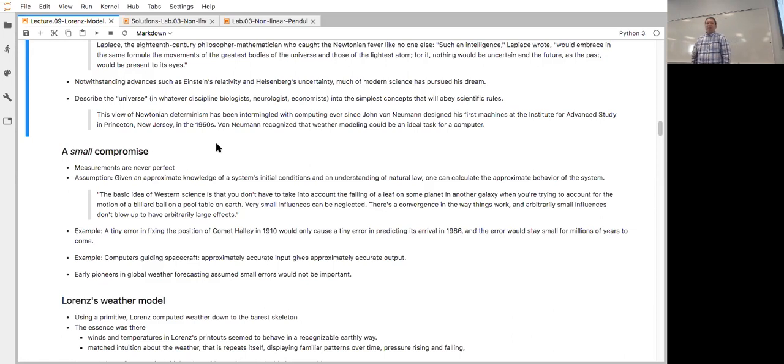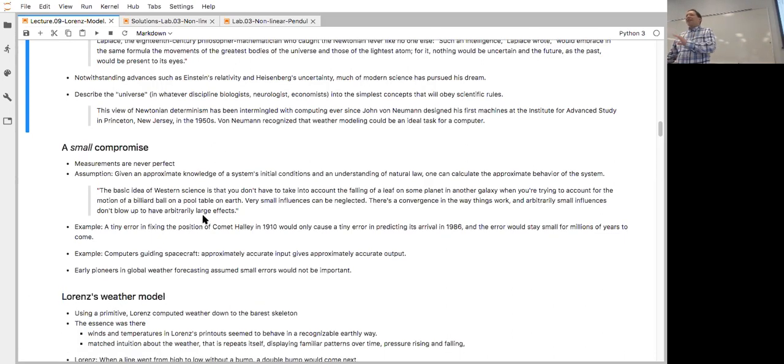Another example would be computer guidance systems, right? You could actually go and take a look at what the Apollo spacecraft's source code looks like. It's all uploaded to GitHub now. But the idea is we're able to control things like spacecraft, and we're never perfect. You never can turn on the engine or turn it off at exactly the right moment, but we're pretty close. And with pretty close, you can get pretty close to the moon. So approximately accurate input gives you approximately accurate output. And if you were an early pioneer in global weather forecasting, you assume the same principles. Well, you're going to have some errors, but how bad could those small errors be?